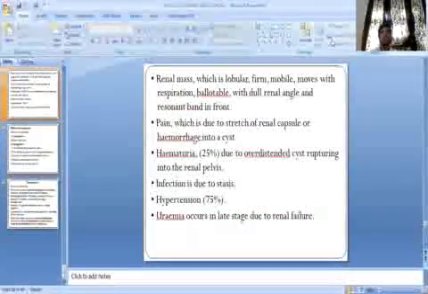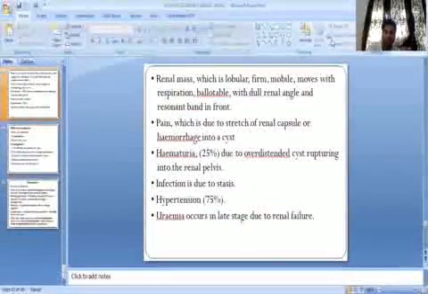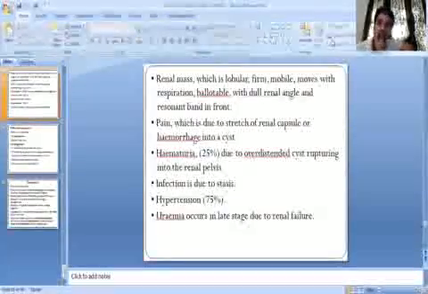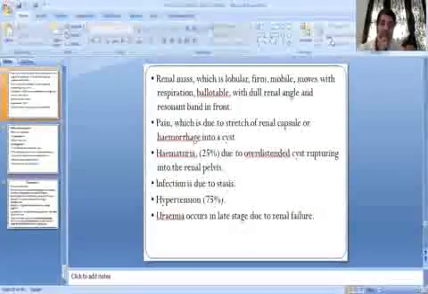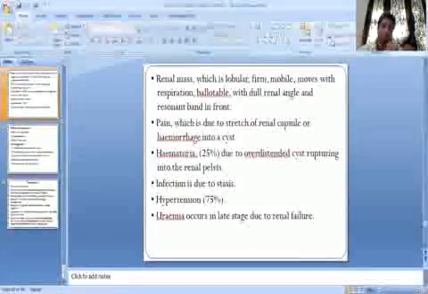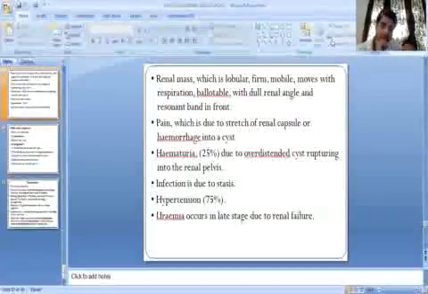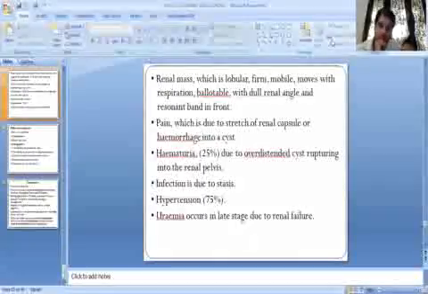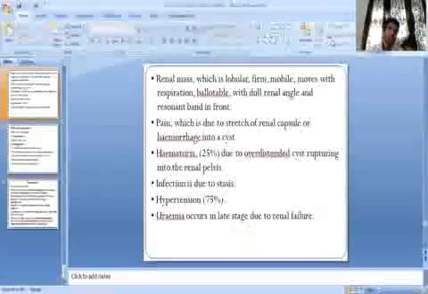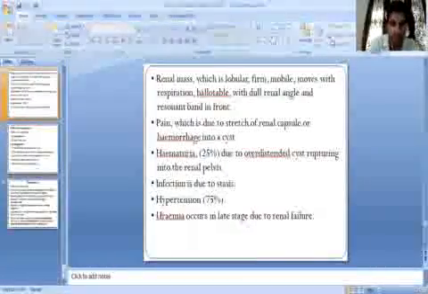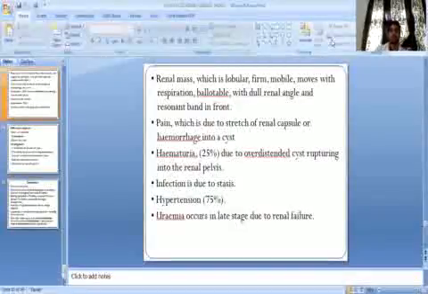The renal mass is globular, firm, mobile, moves with respiration, and is ballotable, with a dull renal angle and a resonant band in front. The pain is due to stretching of the renal capsule or a hemorrhagic cyst. Hematuria is due to over-distended cysts rupturing into the renal pelvis. Infection is due to stasis. Hypertension. Uremia occurs in the late stage due to renal failure.